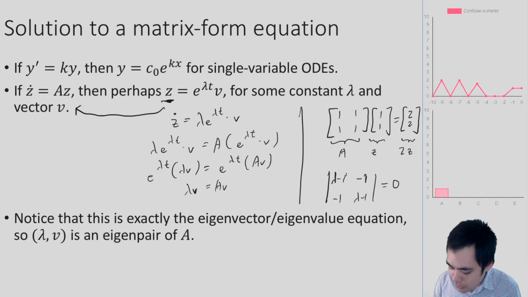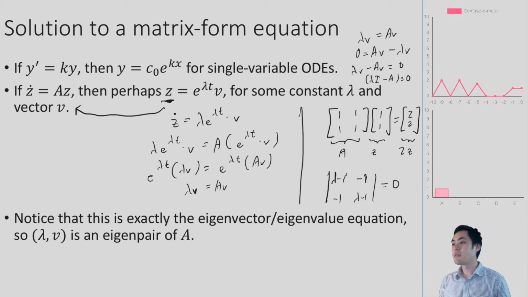The equation for eigenvalues is lambda v is equal to Av. So that means that 0 is equal to Av minus lambda v. Or you can think of it as lambda v minus Av is equal to 0. So lambda times the identity minus A, times v, is equal to 0. You could also do [1 minus lambda, 1; 1, 1 minus lambda]. So this is just the equation for computing eigenvalues and eigenvectors, which we had back in lecture 5, I want to say, 5 or 6. I don't remember anymore.